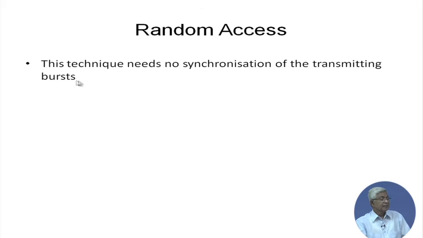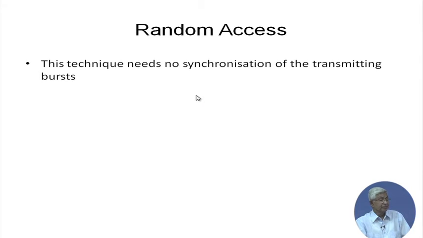Now that briefly we have discussed three major multiple access systems, which are FDMA, TDMA and CDMA, there is one more access which is also used in satellite communication in some cases. It is called random access. This technique needs no synchronization of the transmission burst. Though it is time shared, not frequency shared, you do not need any synchronization.